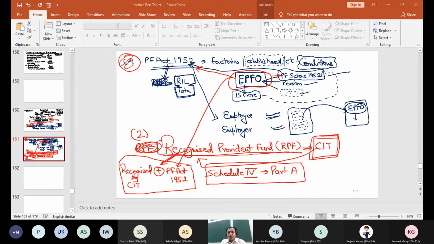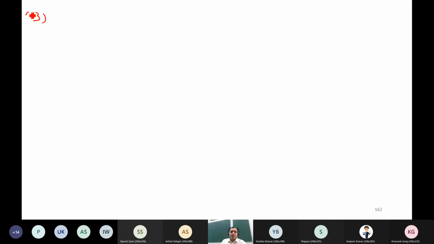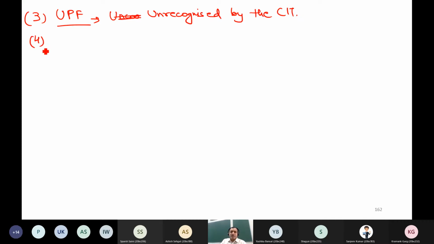Third type of provident fund, UPF, unrecognized provident fund. What do I mean by unrecognized provident fund? Which is not recognized by the Commissioner of Income Tax. Which is unrecognized by the Tax Department. And we have another provident fund, PPF. It is public provident fund.